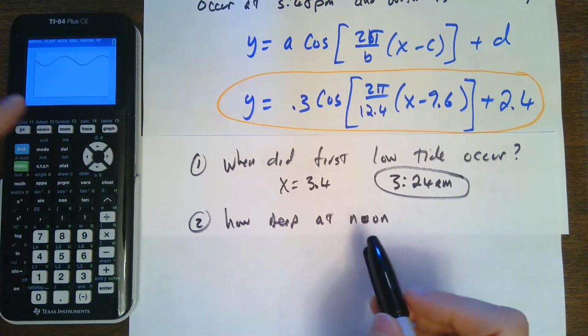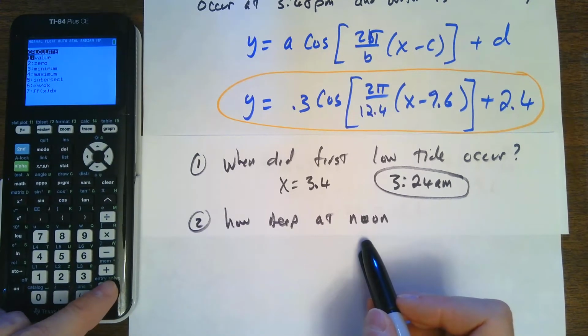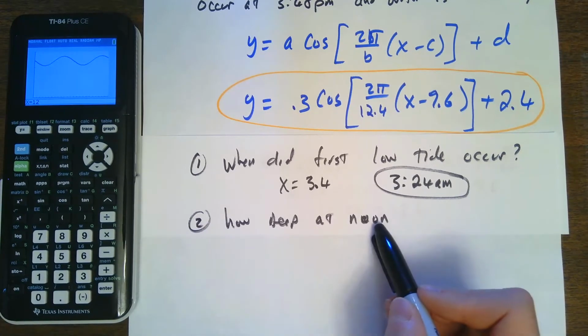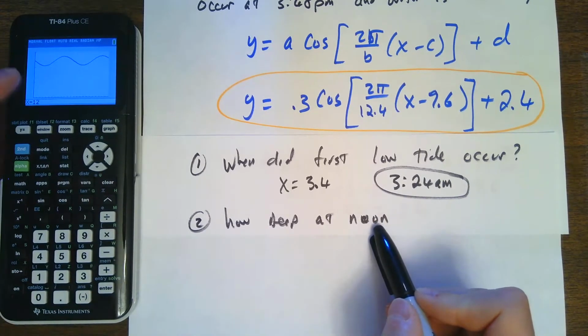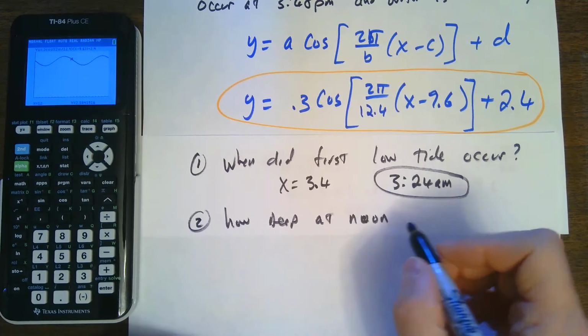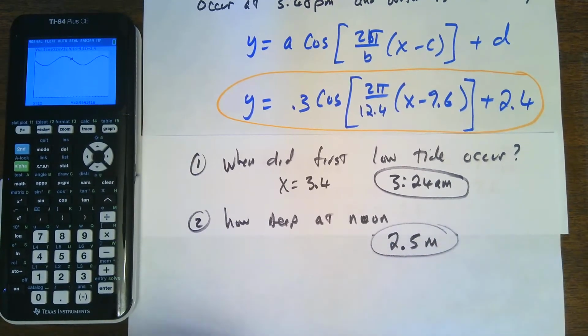I want to evaluate this at 12. gsolve value, or second trace, which is calculate value, and I'm going to put in 12 here. Now notice, if I had said 1 p.m., we wouldn't put 1 in there. We would actually put 13 in there. 1 p.m. is 13. So how deep is the water? It looks like it is 2.5 meters deep at noon.